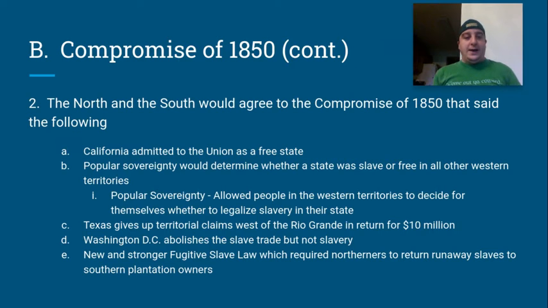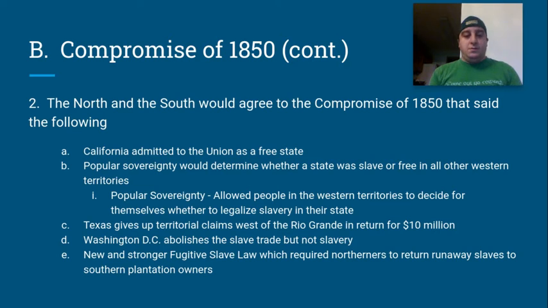Now, one more thing. Two of these provisions are going to contribute to other causes of the Civil War that we're going to learn about. Popular sovereignty, letter B, is going to lead to the Kansas-Nebraska crisis that we are going to learn about on Friday. This is going to be a very violent outburst over slavery, and popular sovereignty is going to lead directly to it. So that is something that we need to keep in mind.